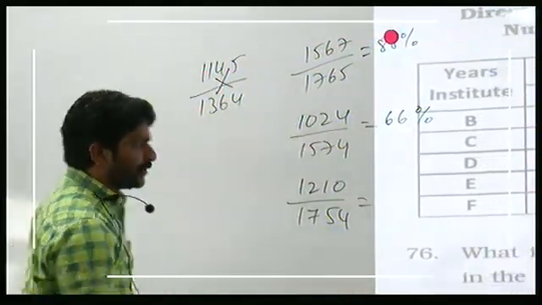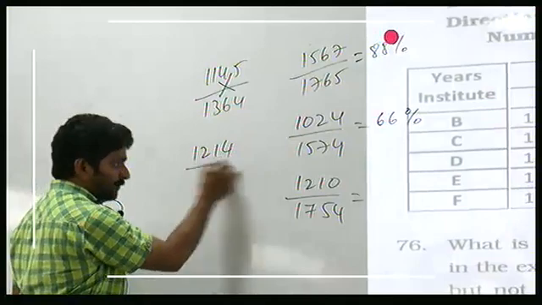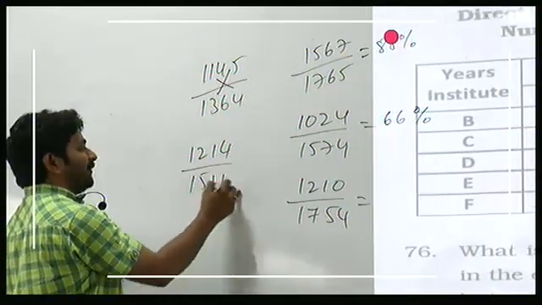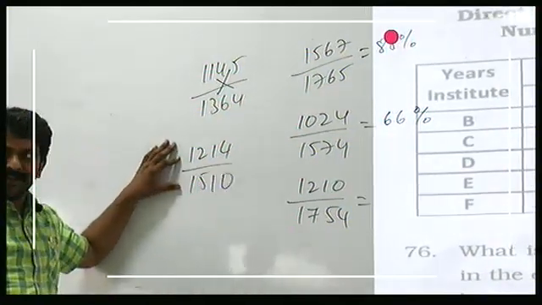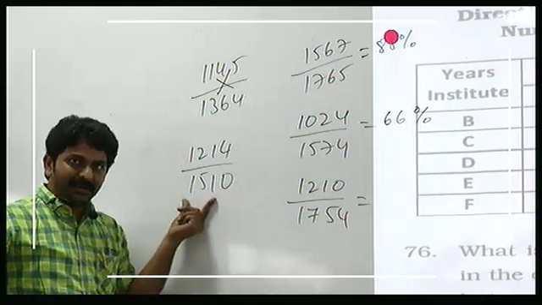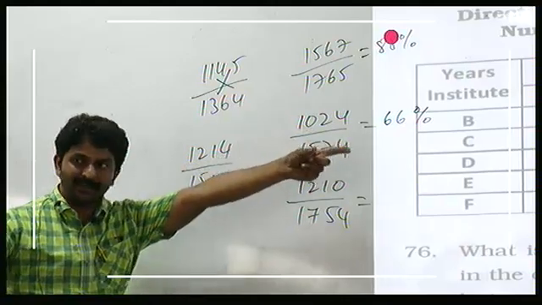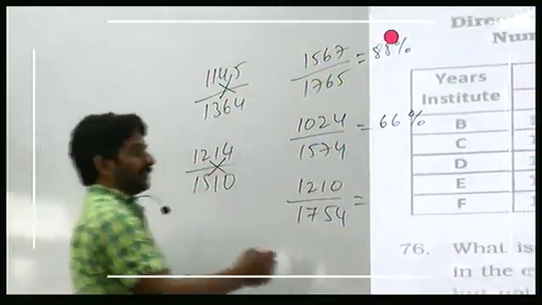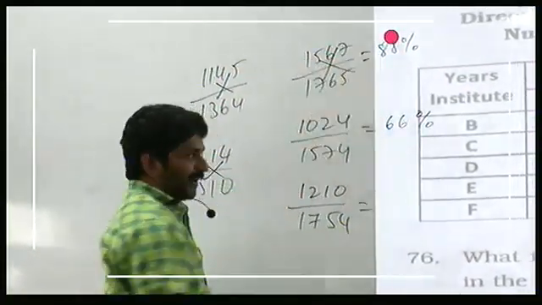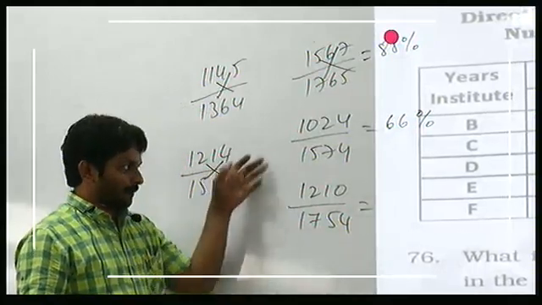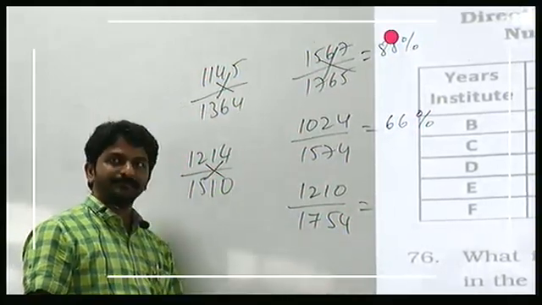Last one. 1210 by 1510. The approximate difference is 300, which is 20% of the denominator. If the numerator is 20% less, the value is 80%. But we have 66. This cannot be your answer. This is already 88.